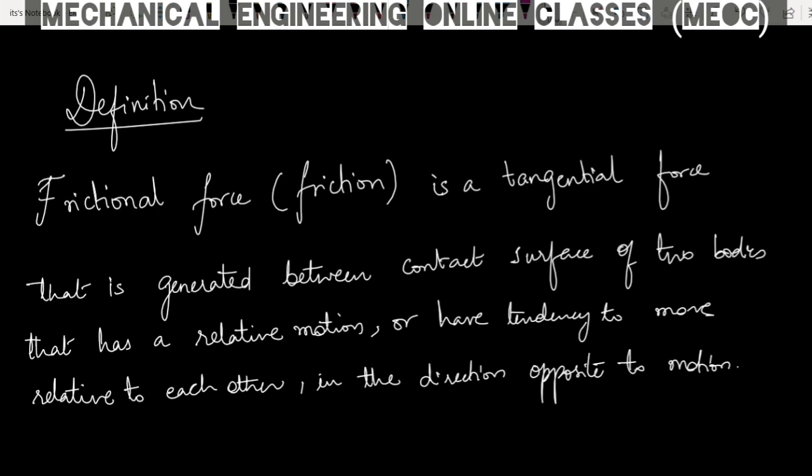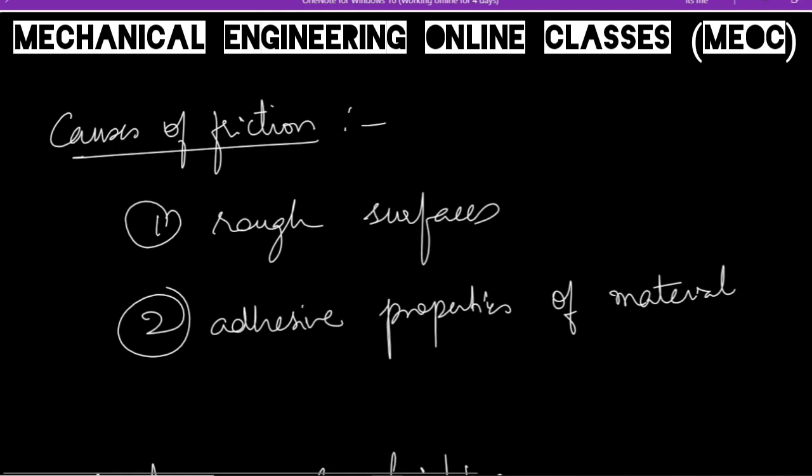By definition, friction is a tangential force that is generated between the contact surfaces of two bodies that are intact, and when they are in relative motion, or when one body is in impending motion compared to the other body. And because friction is a resistance force, this will be acting in the direction opposite to motion. Friction is generated due to surface roughness and the adhesive nature of material. Adhesive means sticky material.